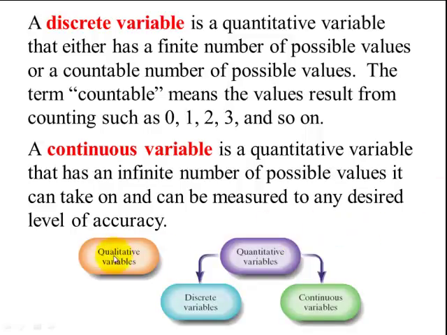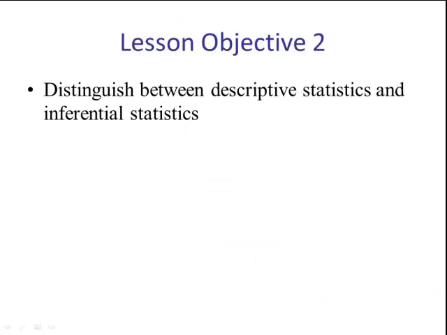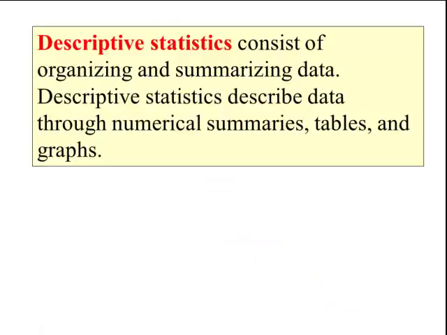Here's a little visual of our variables. We have categories here, qualitative variables, and then we have quantitative variables. These variables can be split into discrete variables, countable, and continuous measurements. Lesson objective number 2. Descriptive statistics consist of organizing and summarizing data. Descriptive statistics describes data through numerical summaries, tables, and graphs. This is what you learned previously.